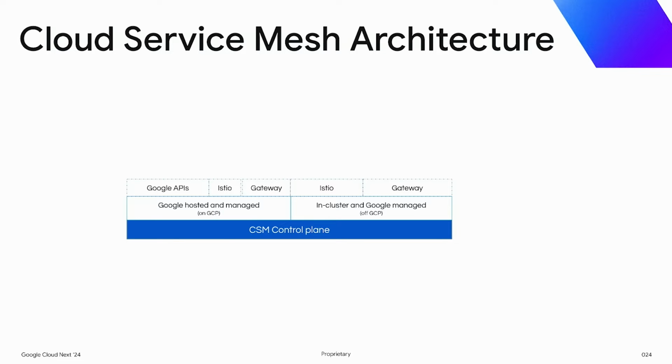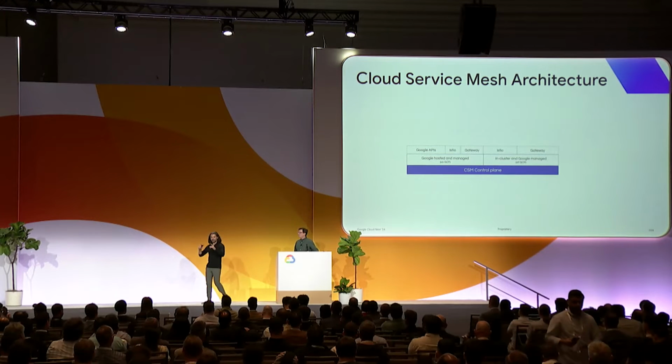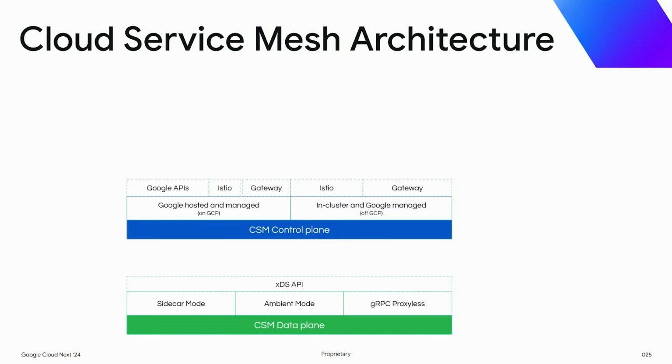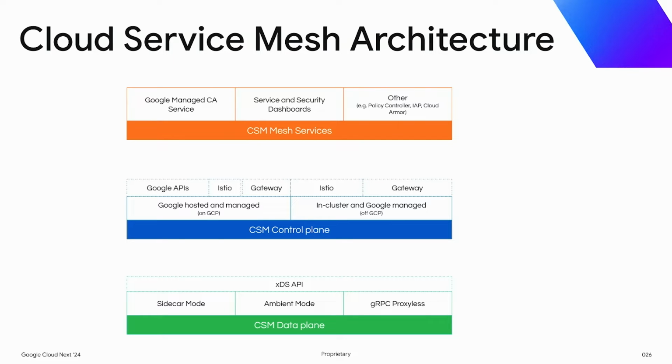All right, so let's take a sneak peek into just the CSM architecture components. It's actually not a lot different than other mesh components. So you have a control plane. Again, as Chris mentioned, it's a globally scalable control plane on GCP that extends off GCP. We'll talk a little bit more about that. We have a data plane, and there are multiple modes of data plane, and we'll talk about what some of those are. And then you have these other CSM mesh services that augment the mesh in some form or fashion.